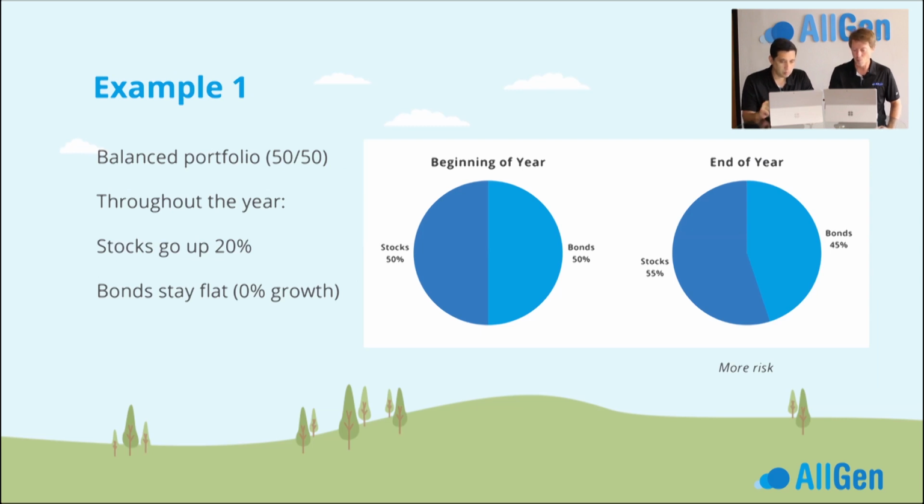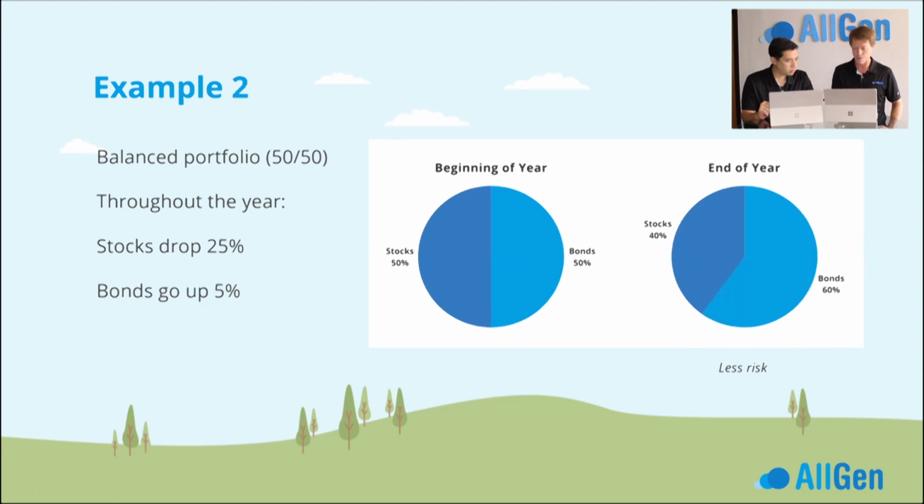So in example one, we have a 50-50 portfolio, a balanced portfolio, 50% stocks and 50% bonds, and it starts that way at the beginning of the year. Stocks go up 20% throughout the year and bonds remain flat. So at the end of the year, you're up to 55% stocks, where your bonds are down to 45%. If that were to happen, that's right, the portfolio takes on more risk at that point because you have more stocks than bonds.